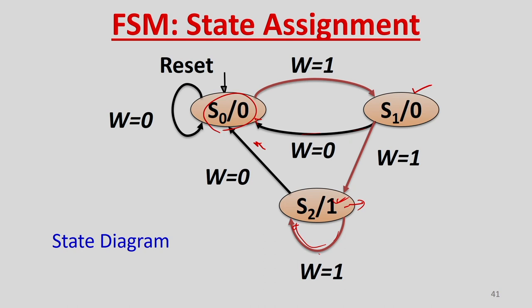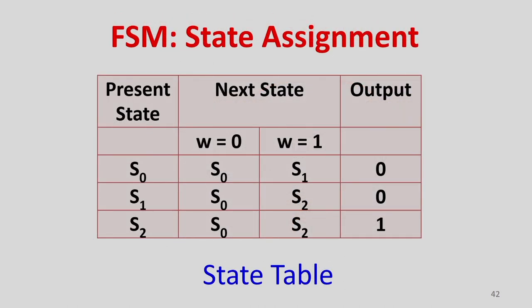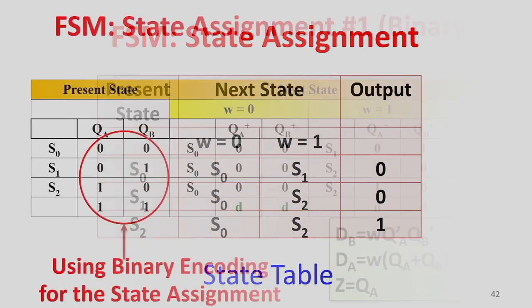So now our current problem is how to assign states, how to do state encoding. This is the present state and next state. This is still shown in states, it is not encoded. So the same FSM diagram is represented in the state table.